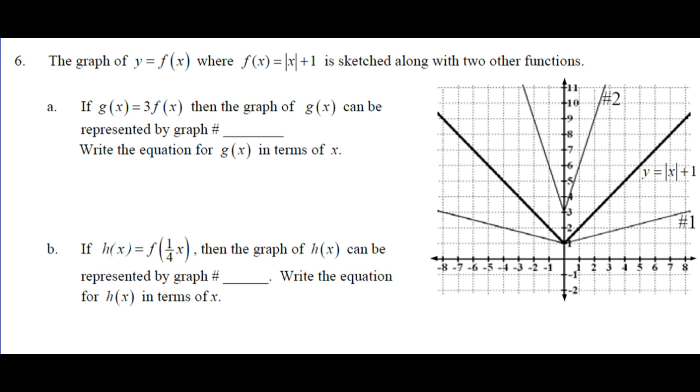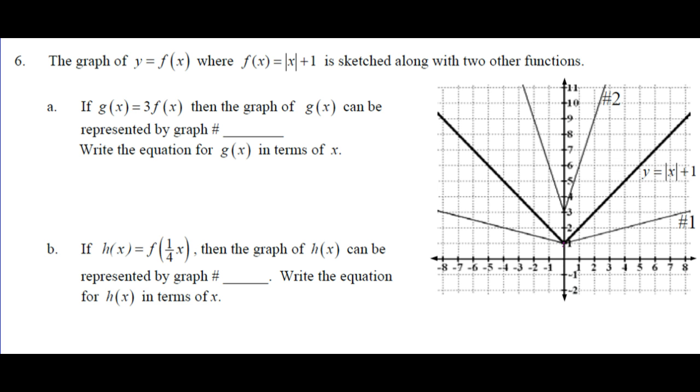3 times f of x is what kind of stretch? Vertical by a factor of 3. Okay, I need a vertical stretch by a factor of 3. What's that going to do to this point here? It was 1 unit above, now it's going to be 3 units above, so it must be graph number 2.